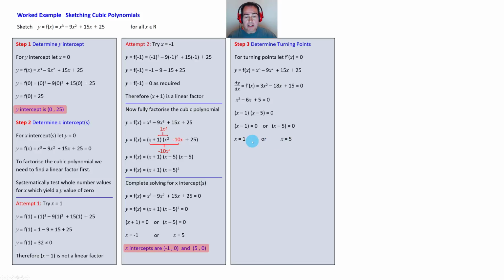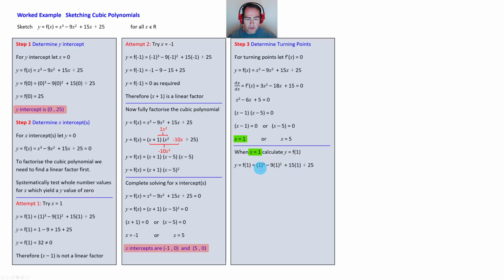or 5. Now these are the values of x for which the gradient is 0, and therefore these are the values of x corresponding to the turning points, not the x-intercepts, the turning points. To determine the corresponding y value for each of these x values, we simply substitute them back into the original function. So, when x is 1, calculate the y value as f of 1.